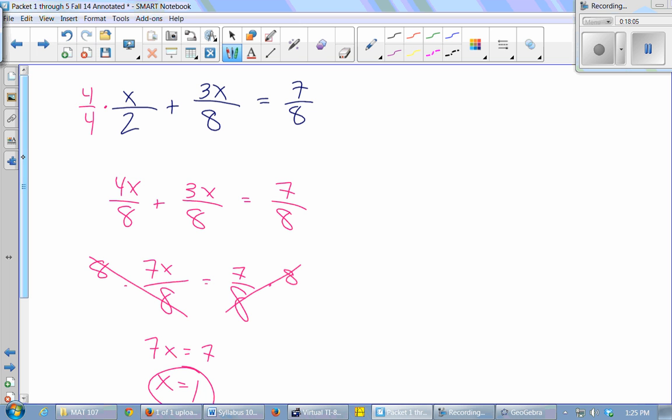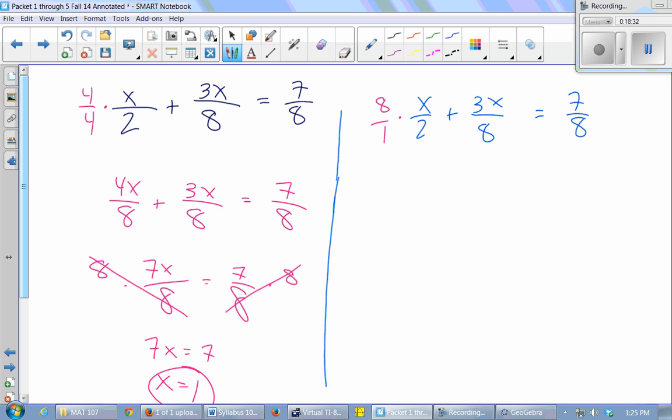Okay. So now we'll go back and do it using our new magical method to get rid of fractions. So I start with x over 2 plus 3x over 8 equals 7 over 8. And you got the common denominator. You said the common denominator of all three of those fractions is 8. Multiply every fraction, every term on both sides by 8 over 1.